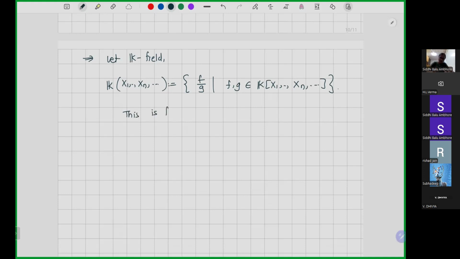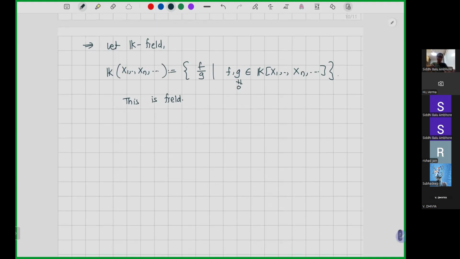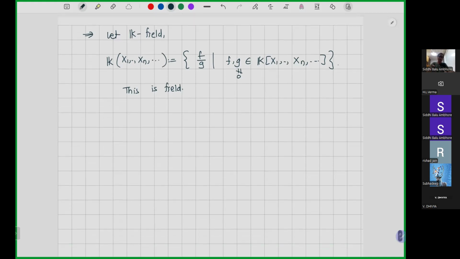And again, g is non-zero and so on, all the conditions which we need for this to be well defined. Is it okay? This is a field. Any doubts about how the elements of this ring, or this field, look like, or how the infinite variables thing is working here? Please let me know. If not, then I will move on.